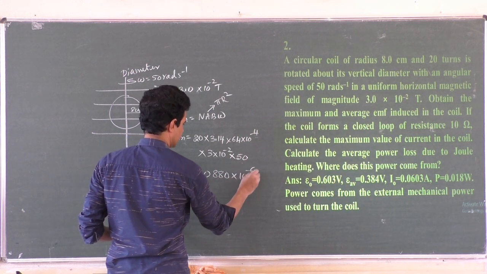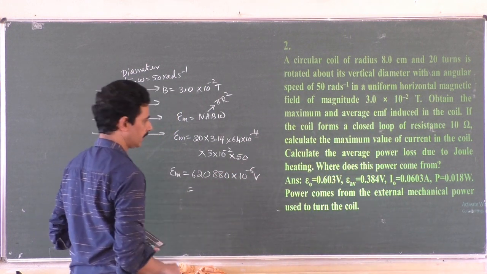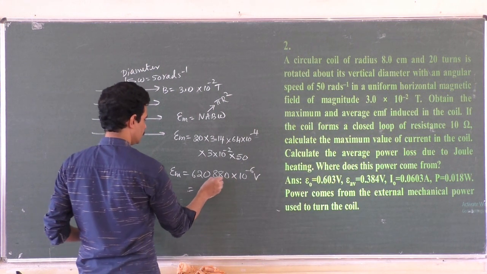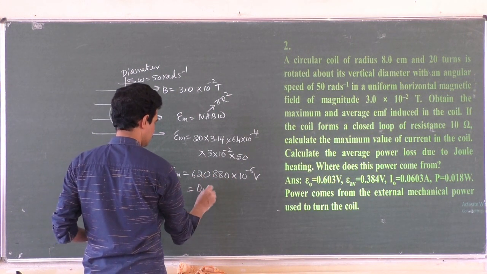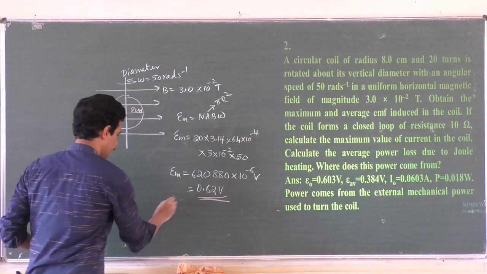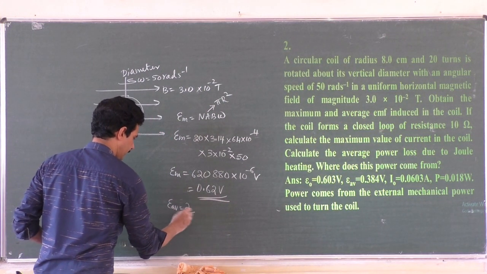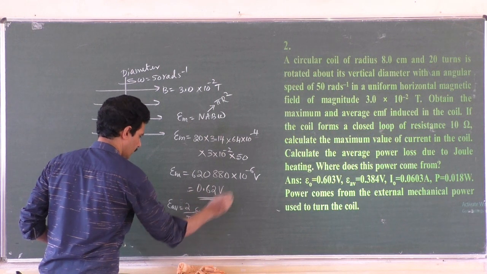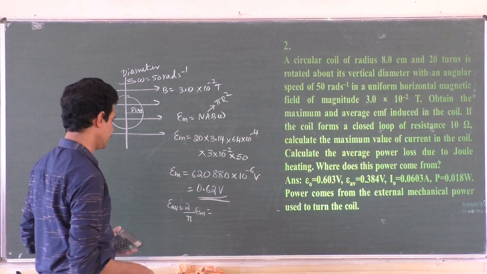...into 10 to the power minus 6 volt. That is equal to, minus 6, 1, 2, 3, 4, 5, 6. 0.62 volts. That is the peak value. Average value of EMF induced is 2 by pi times the peak value. Know this one? Average value is 2 by pi times peak value.